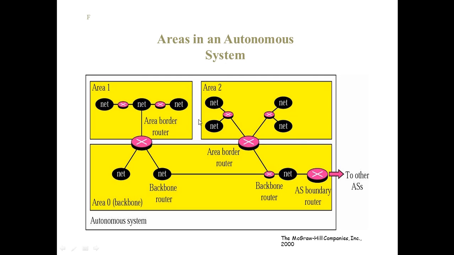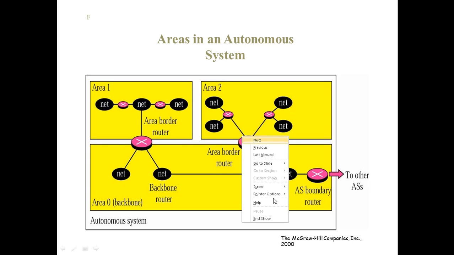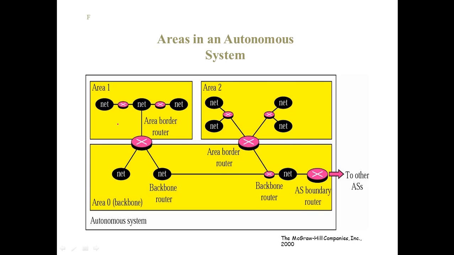You can see that this was an autonomous system, and it is divided further into different areas. There are three areas: area A0, area A1, and area A2. This area has a backbone router that is connected to all the other devices, either directly or indirectly. You can see this is your router, so the backbone of this area will be this router.